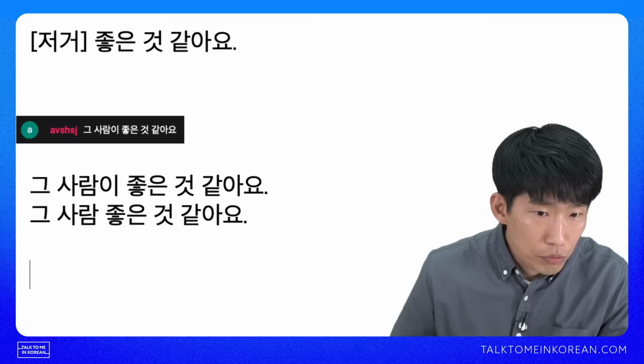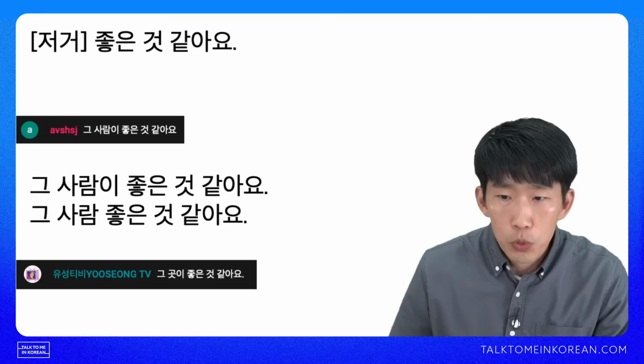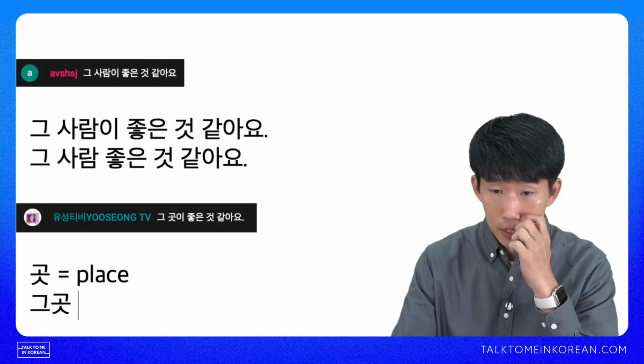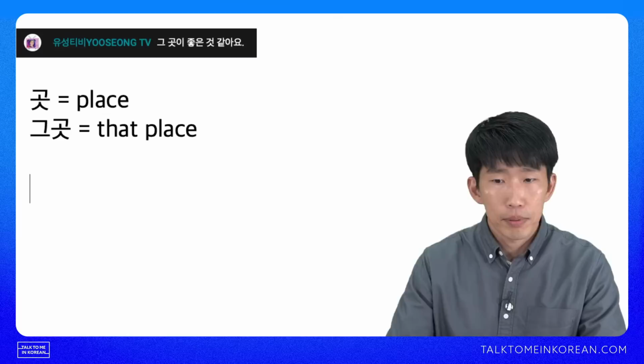Here, 그곳이 좋은 것 같아요. Okay. 그곳. 곳 is place. Right? Place. And you just write it like this without a space because it's so commonly used. 그곳 is that place. That place, I think, is good.